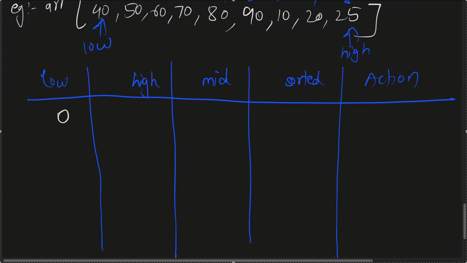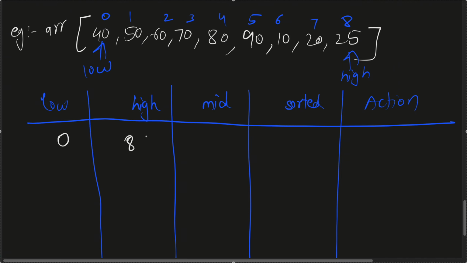So the low value is 0, high value is 8. So 0 plus 8 by 2 is nothing but 4. So this is our mid element. Can you make an observation whether the element from low to mid is sorted? 40, 50, 60, 70, 80, yes. Is the element from mid to high sorted? 80, 90, 10, 20, 25. No. So from index 0 to index 4, that is from low to mid, the element is sorted.